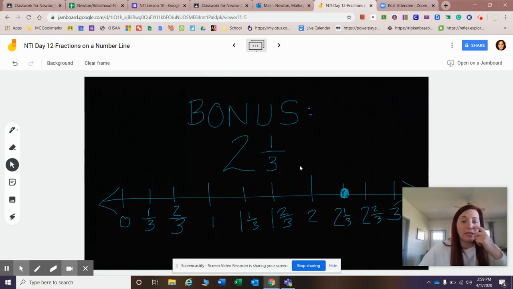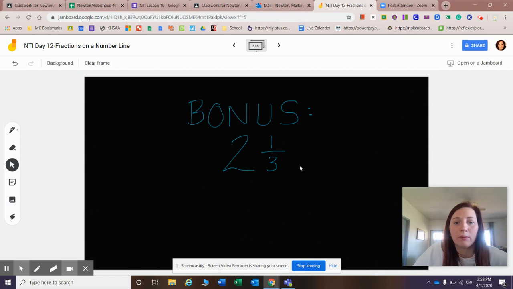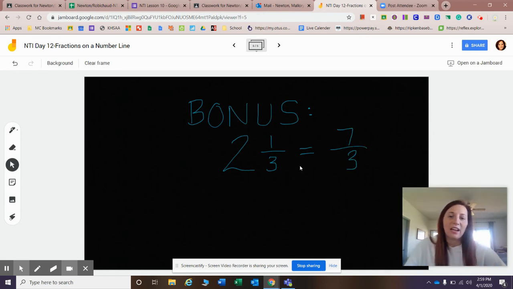Okay? Or we can make this into an improper fraction. So I'm going to erase all this. Let's go ahead and change this into an improper fraction. How we can do that is we take our denominator and our whole number and we multiply them. 2 times 3 is 6 plus 1 is 7. That now becomes my numerator. My denominator always stays the same. So it's 7/3 is actually that as an improper fraction.